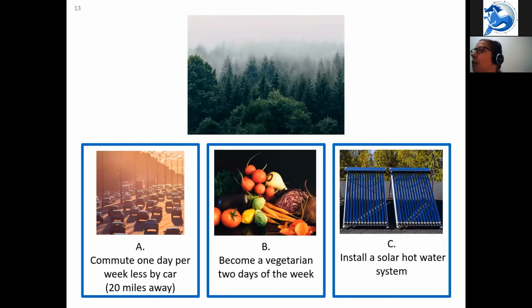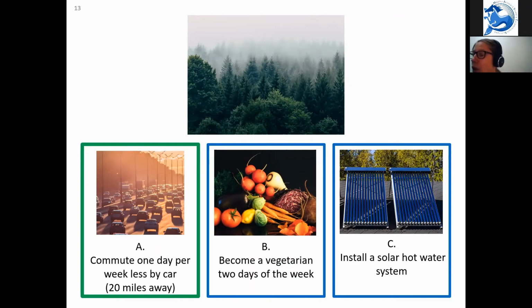And again, Hannah, if you just close the poll in a few seconds time, please. Okay, so 2/3 of you went for becoming vegetarian 2 days of the week, and about a fifth of you actually got the right answer, which was to commute 1 day per week less. And that is replacing, so you could replace your commute once a week with a train journey, or another form of public transport, or you could work from home. And that, if you live 20 miles away from your work, would save you 400 kilograms of carbon dioxide emissions on an annual basis, which is the most impactful out of these three choices.